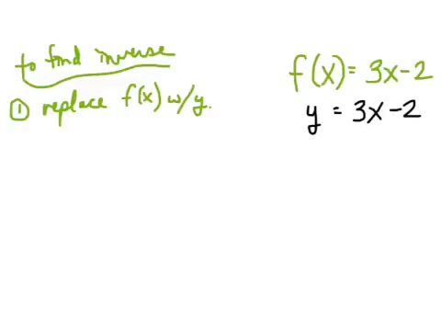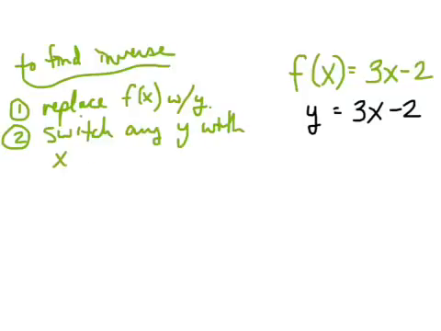The second step that we do is we switch any y with x and vice versa. So wherever there was an x, you put a y, and wherever there was a y, you put an x. So in this particular case, I've got x equals 3y minus 2.